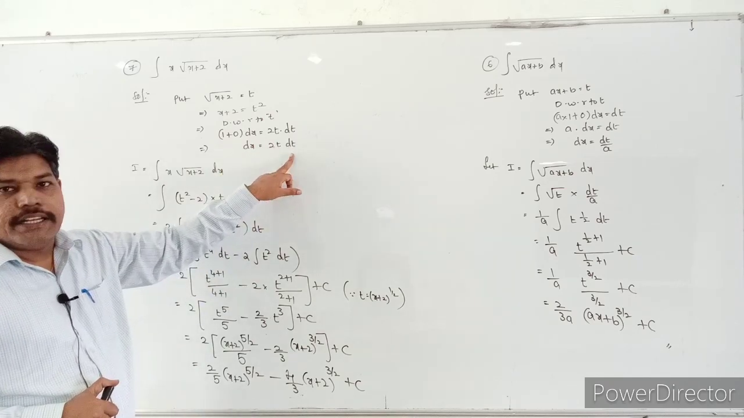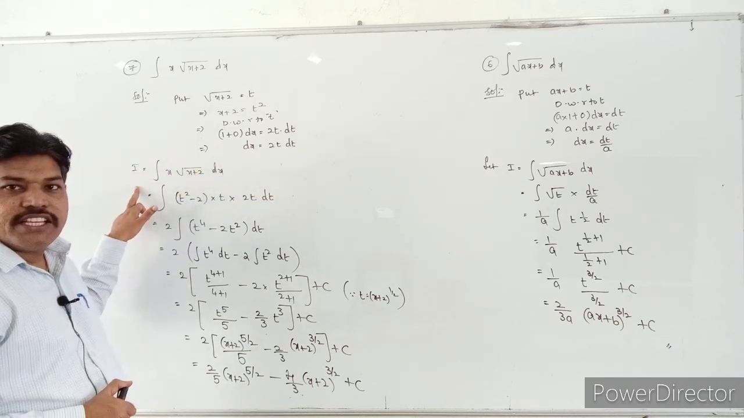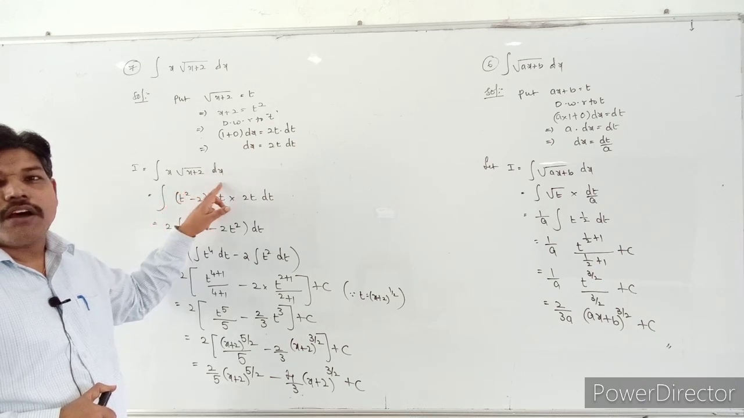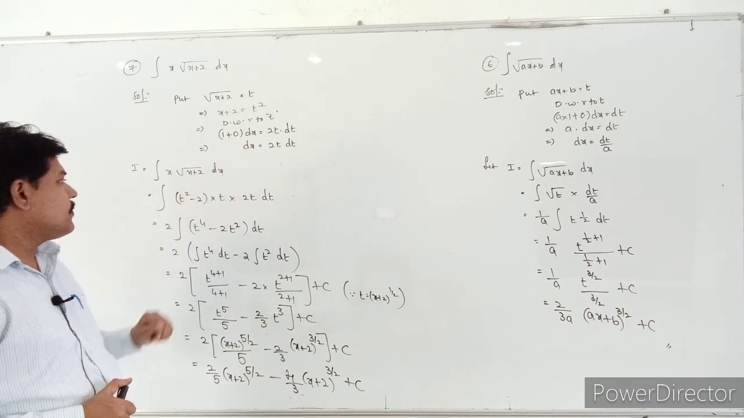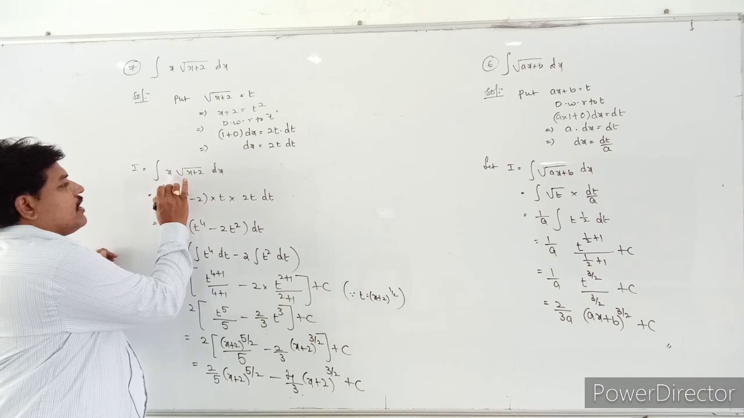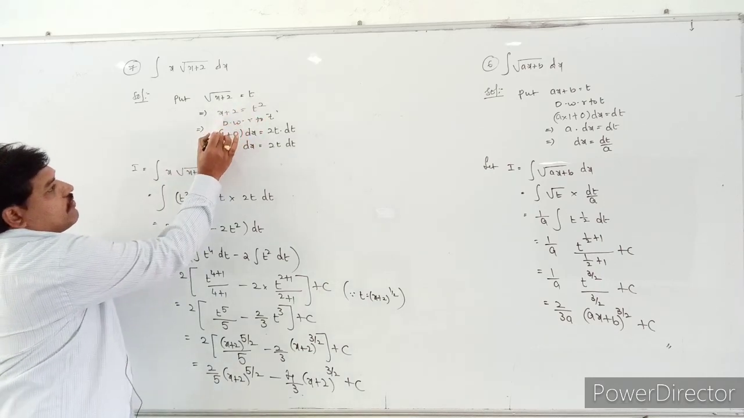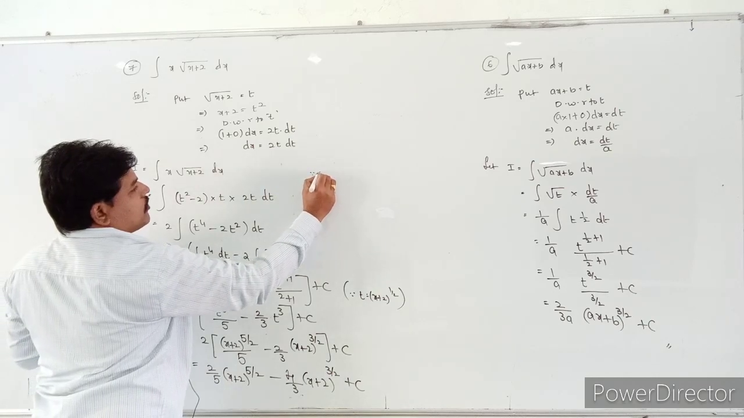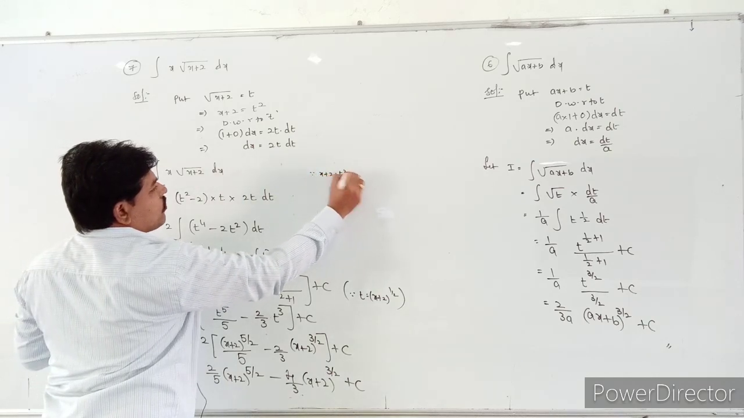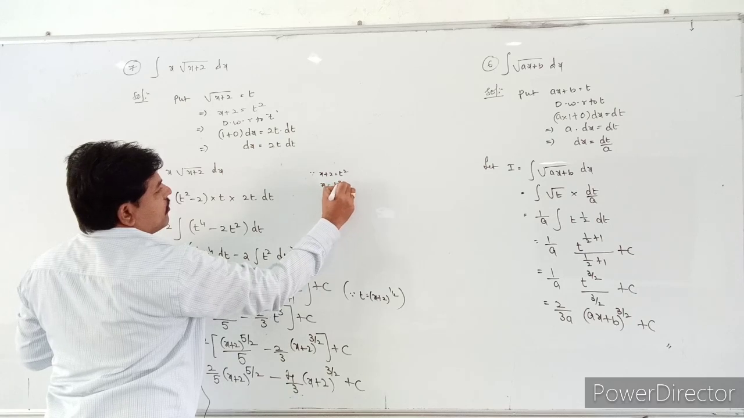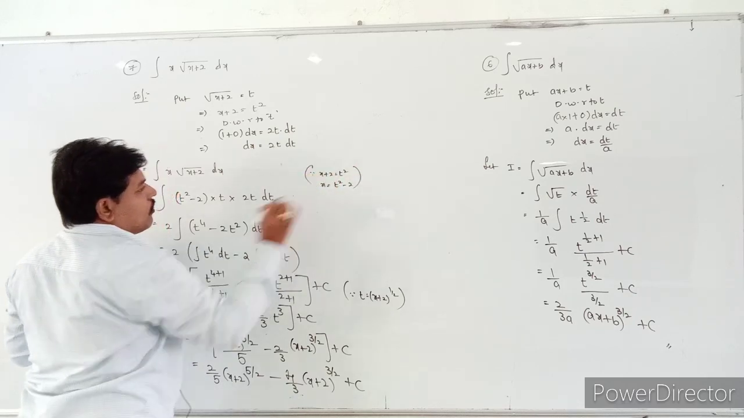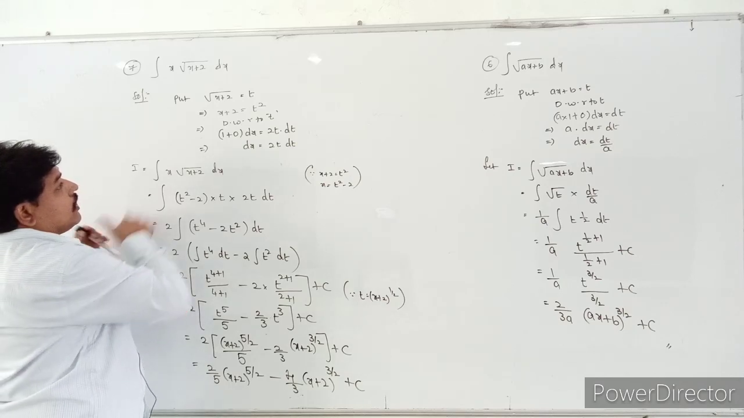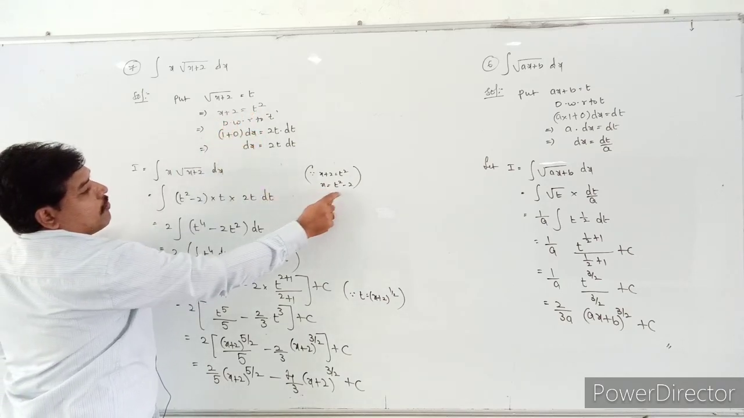Take the problem as I is equal to integral of x into root of x plus 2 into dx. Here the x value is important. What is that x value? x plus 2 is equal to t square. If anyone has a doubt, you can write it down. x plus 2 is equal to t square, so the x value will become t square minus 2.